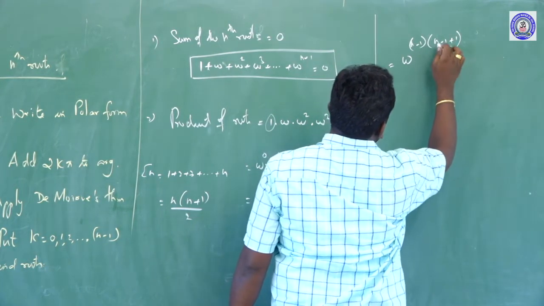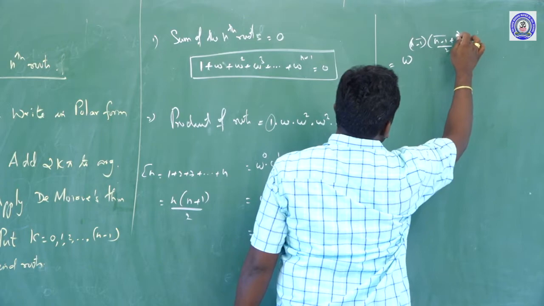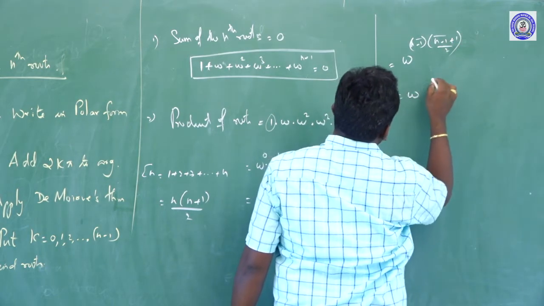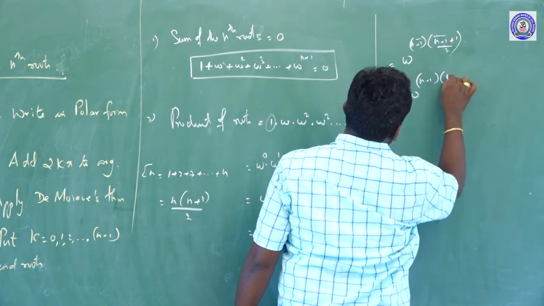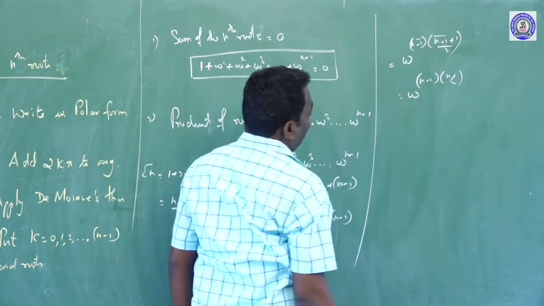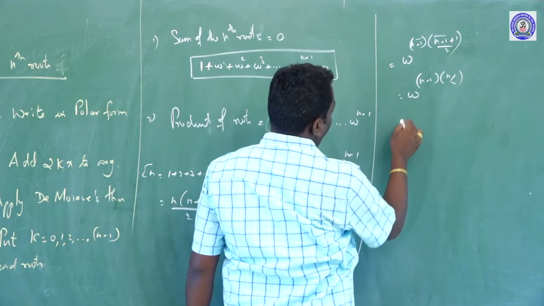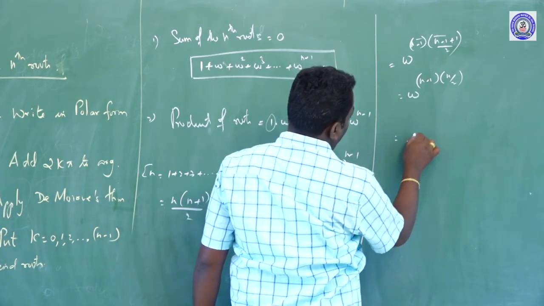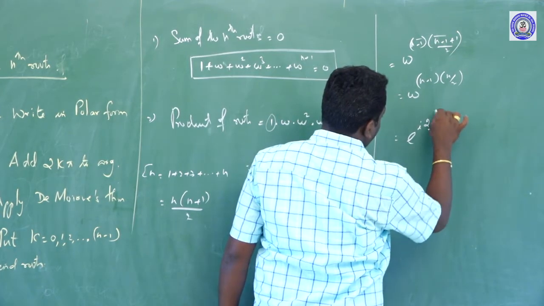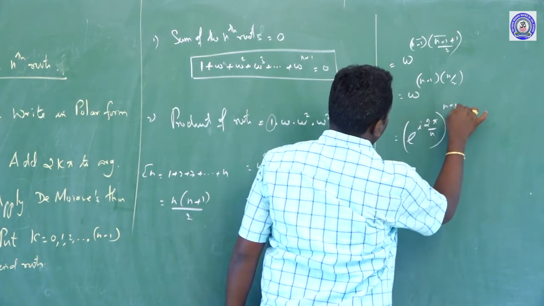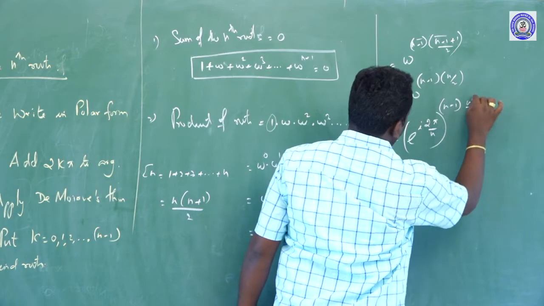n into n plus 1 by 2. That is equal to omega to the power n minus 1 into 1 minus 1 plus 1, cancel n by 2. And this is called the simplification. Now we know the omega value equals what? Omega is equal to e power i into 2 pi by n, whole power n minus 1 into n by 2.